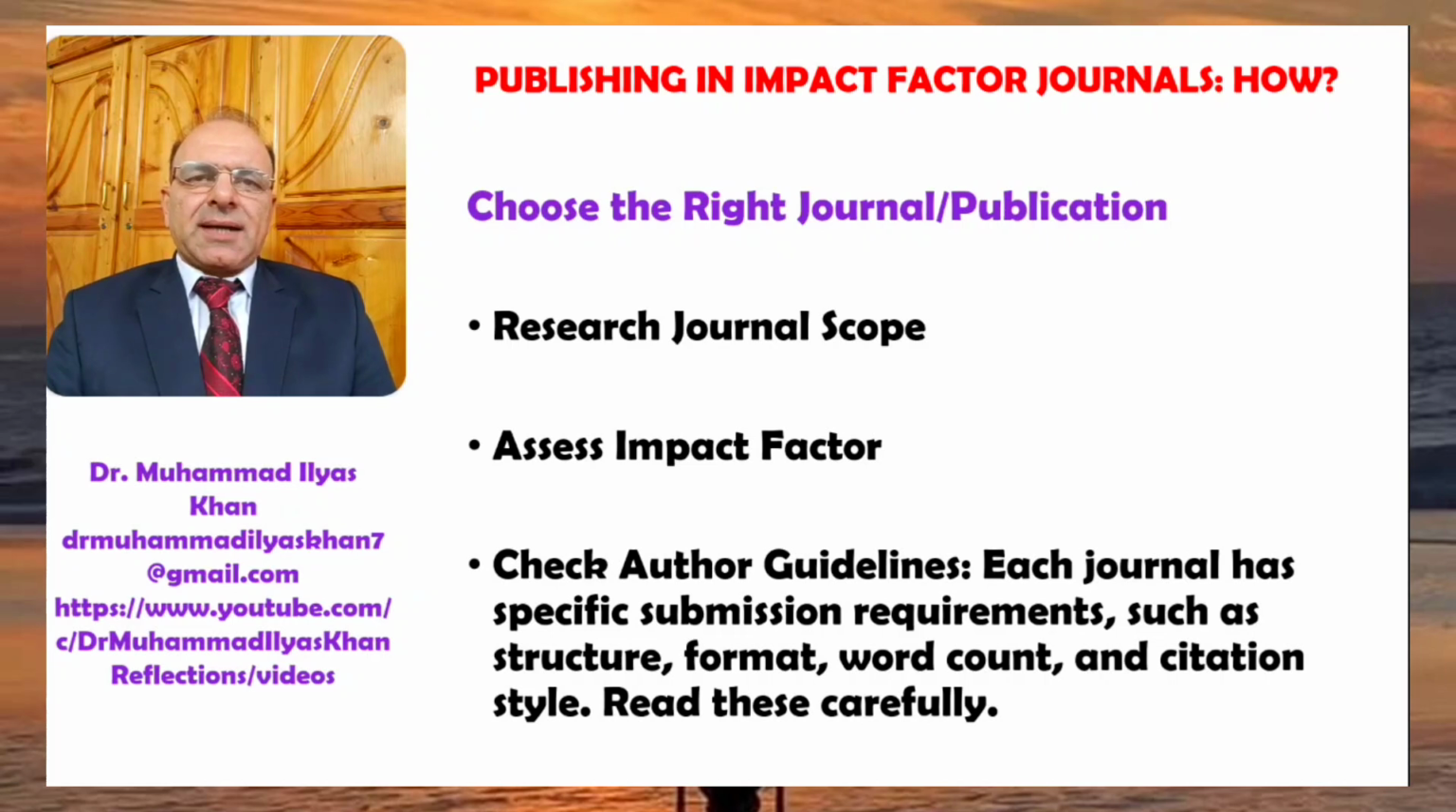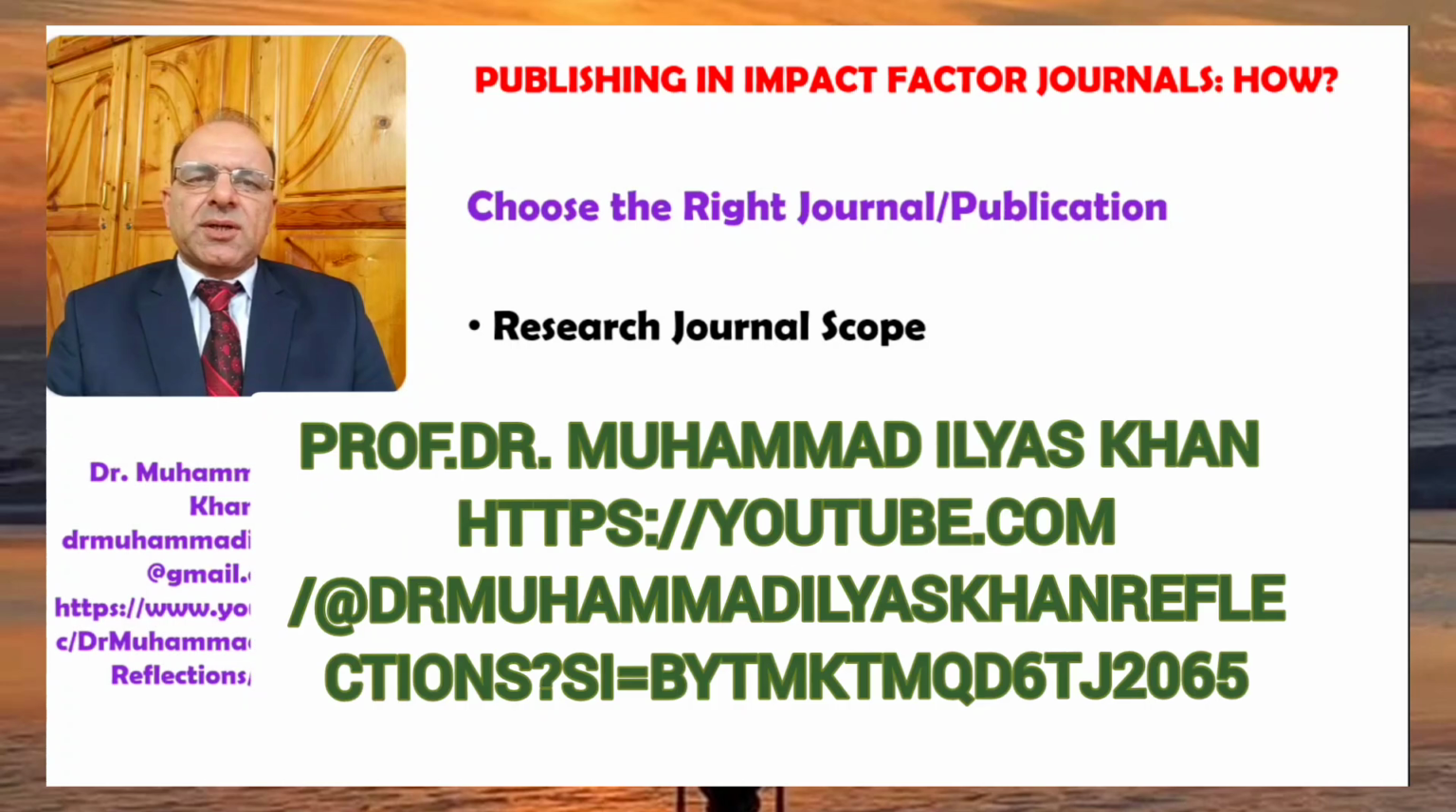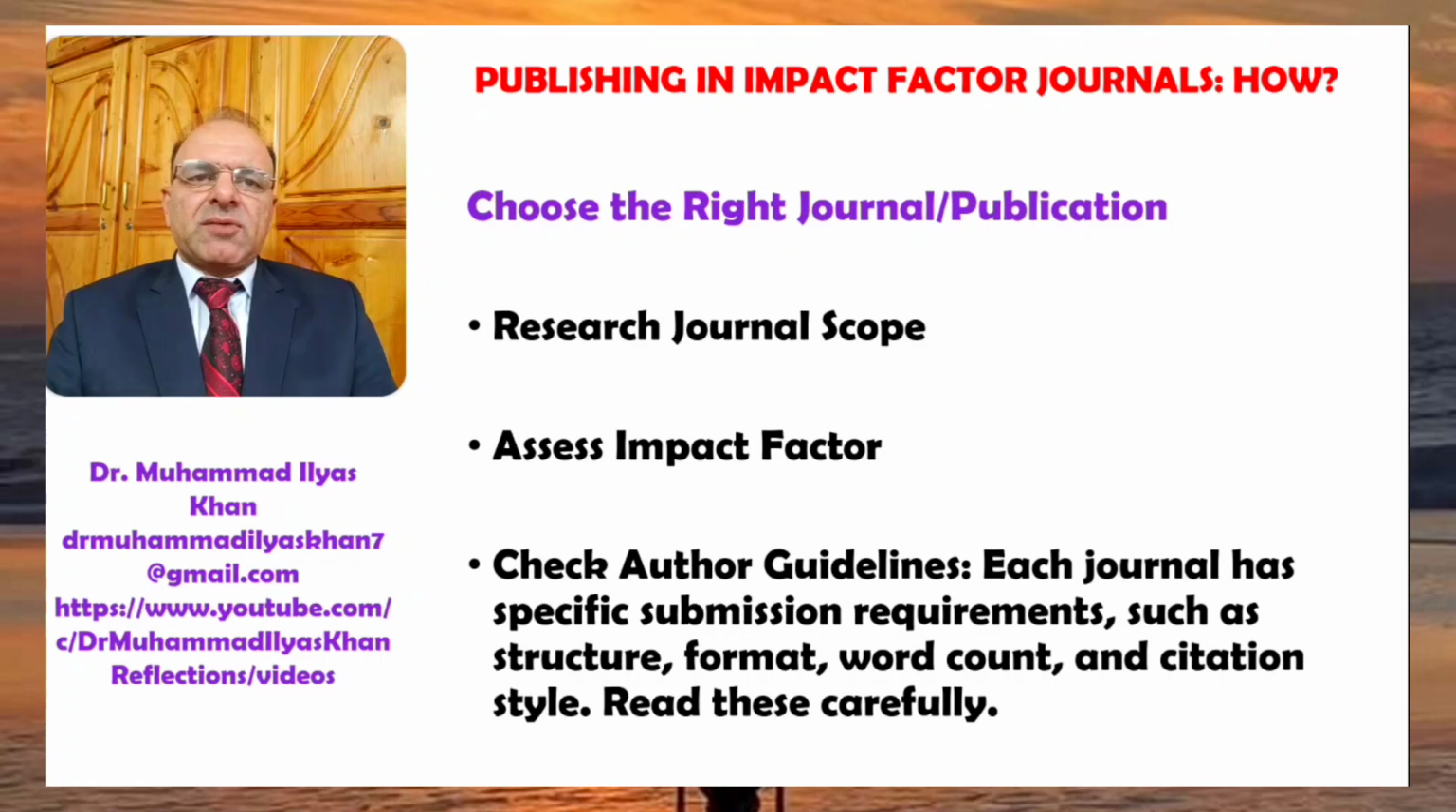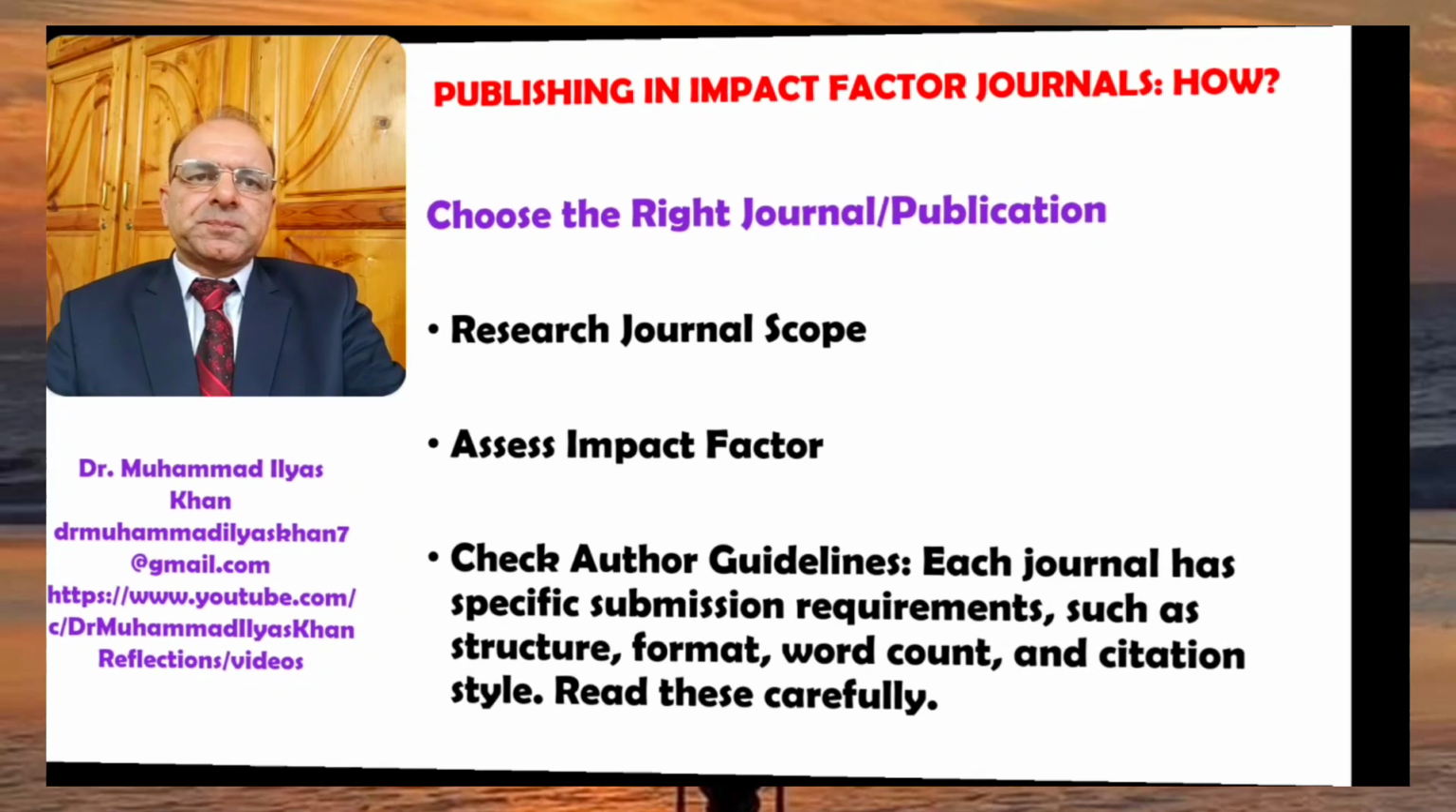Thirdly, in order to get published after choosing the right research journal or publication, we need to check the author guidelines closely and to follow those. So each journal has specific submission requirements that we need to follow. And so these submission requirements include, for example, the structure of the paper that they require, the format, the word count, the citation style. There are several citation styles. Different journals need different word count. Different journals have different format for the various sections of the paper. So we need to read these carefully and then shape and align our paper accordingly.